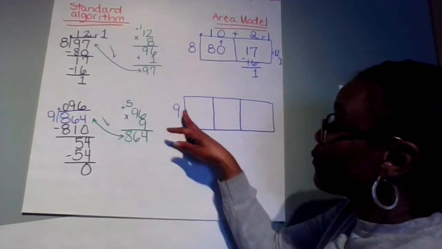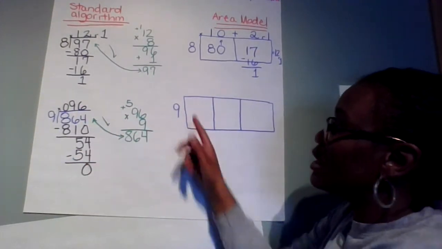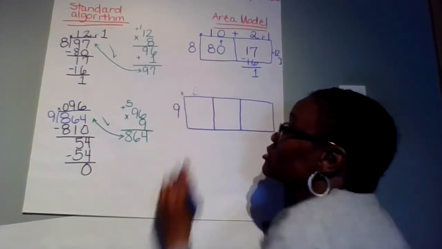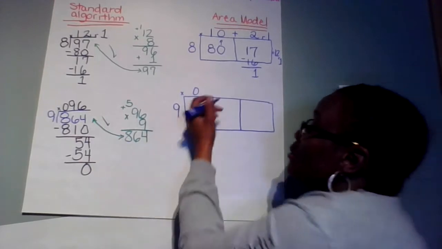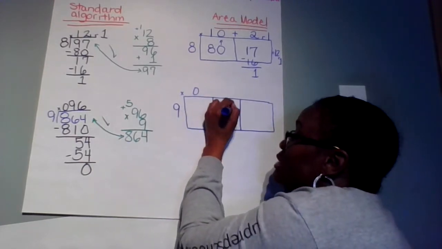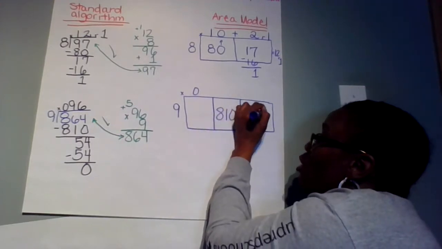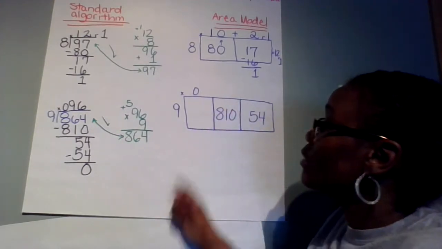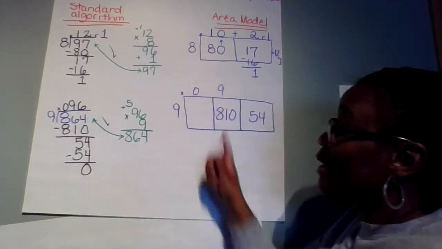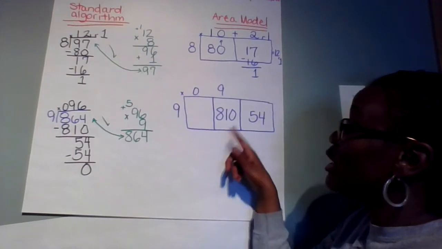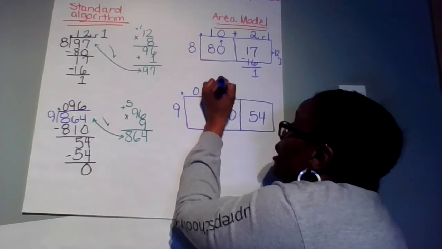And so now, remember when we did our problem, we did not have any hundreds, so we're going to put a 0 there. In our next column, we're going to have 81 tens, and then we're going to have 54 in our ones column. 9 can go into 81 9 times. 9 times 9 is 81. How many zeros do we have? Just 1. So we're going to bring it up.